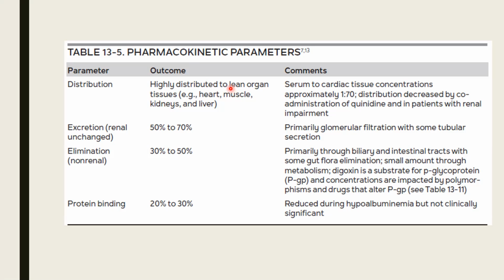The volume of distribution is high, around 5 to 7 liter per kg. Now, serum to cardiac tissue concentration is approximately 1 to 70. So more in the cardiac tissue. Like if you have 1 gram per liter in the serum, you have 70 gram per liter in cardiac tissue. Distribution is decreased by co-administration of quinidine and in patients with renal impairment. So the VD will decrease in renal impairment, and decrease also when you are using quinidine.